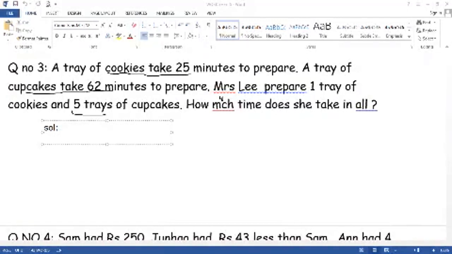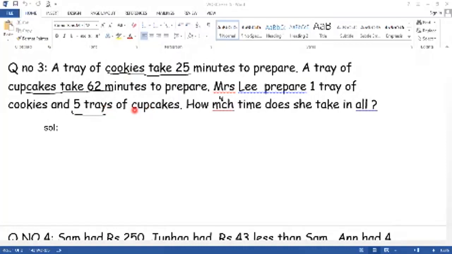Now what the students did in the test, they multiplied 5 with the 25. Few students might have done this. So what mistake did they make? They multiplied 5 with the 25. So Johnny, 25 is the cookies time, not cupcakes. So cupcakes time is for 5 trays.